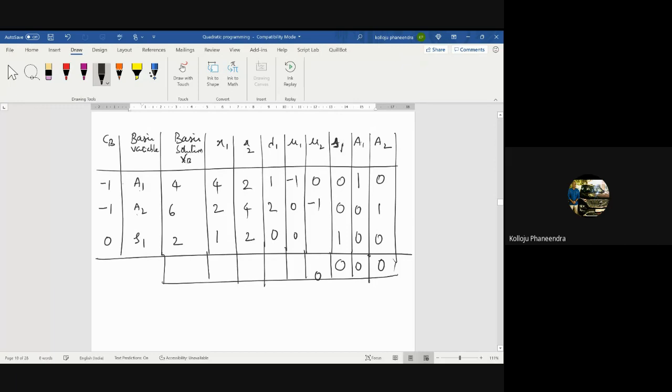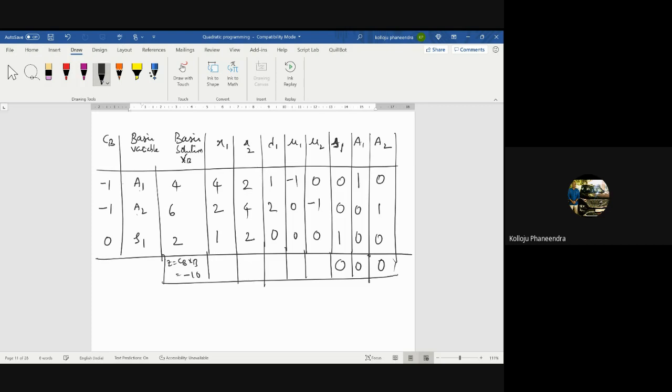This value is the objective function value, z equal to cb into xb. That means this into this into this. Right? Okay. Now minus 4 minus 6, so this is minus 10. Minus 4 minus 6 minus 10.